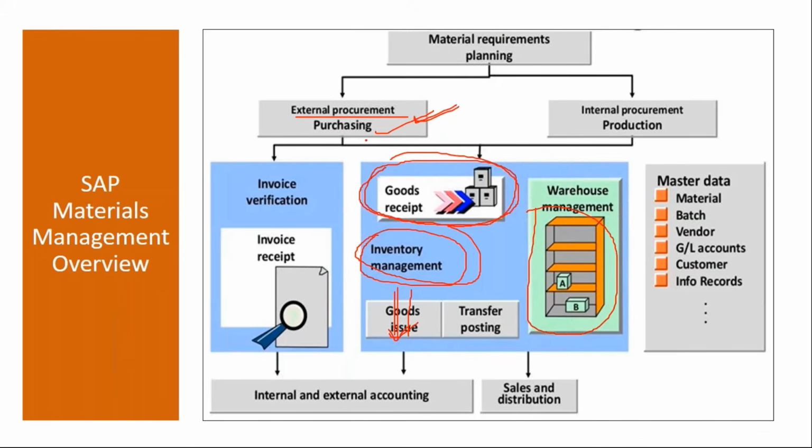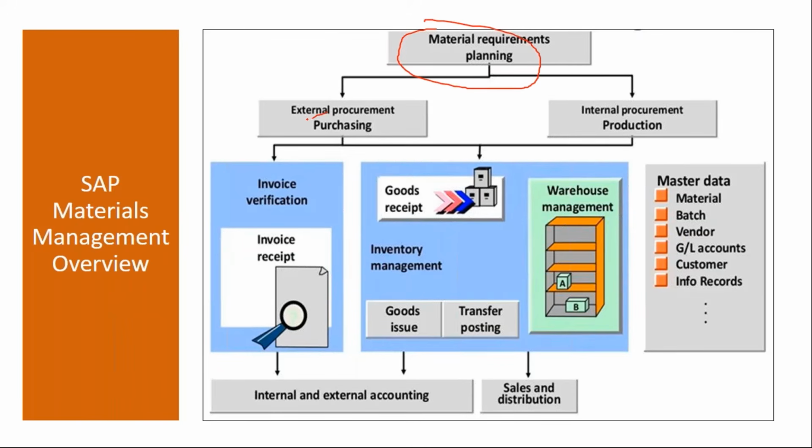Okay, and at the same time, after some time, the vendor will send us the invoice. Then you have to do the invoice verification. Once you do the invoice verification, bill verification, then you have to send that information to the finance team for making the payment. Okay, so these are the areas the MM module will cover. It will take care of MRP, purchasing, inventory management, and invoice verification.